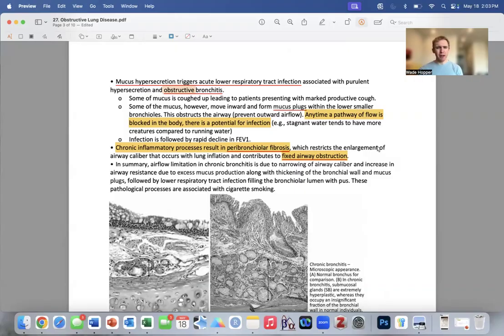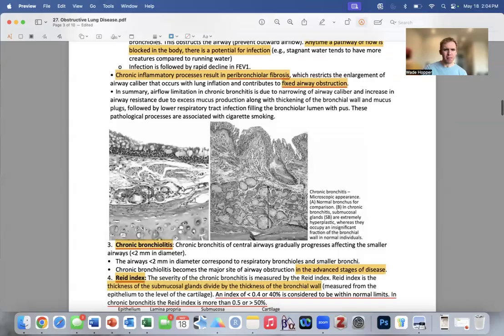Chronic bronchitis, you get chronic inflammation. Slowly, the walls of your bronchi fibrose, they scar up, and this leads to a fixed airway obstruction, which number one means it doesn't respond to bronchodilators, so it's not asthma. And number two, it's irreversible. So again, it's not going to get better over the course of a lifetime.